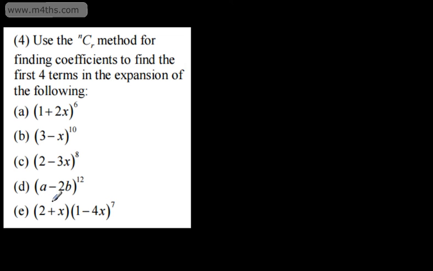Right here, we've got 2 plus x, and then we've got 1 minus 4x to the 7th. We need the first 4 terms. Now, we saw this in a previous video. We expanded the second bracket with the higher power using the binomial expansion, and then multiplied through with this single power term. So what I'm going to have is 2 plus x. We only need the first 4 terms.